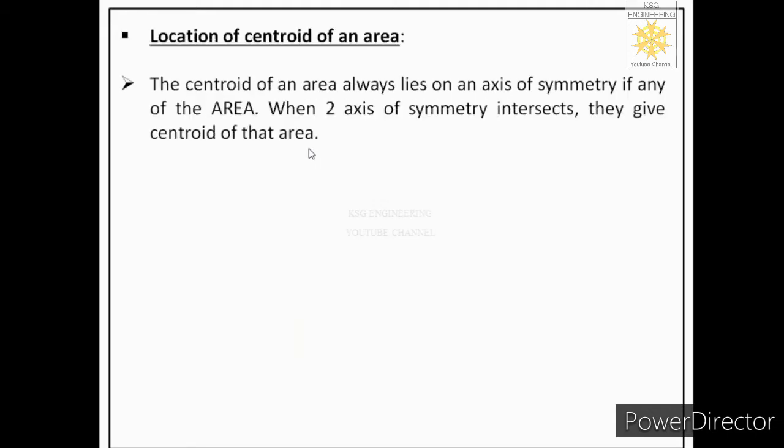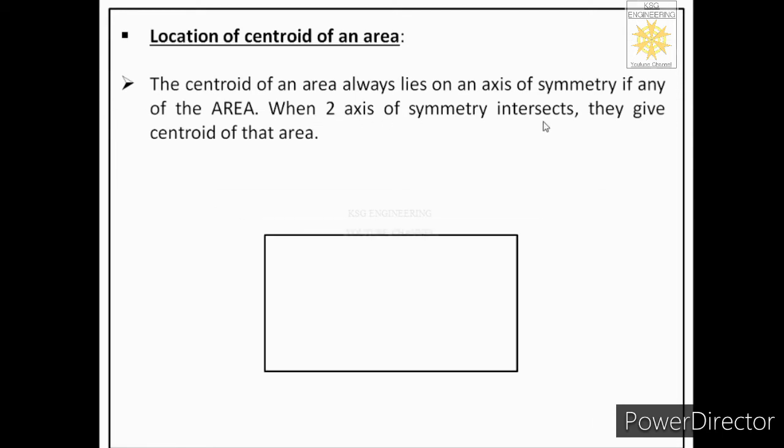Location of centroid of an area. The centroid of an area always lies on an axis of symmetry, if any, of the area. When two axes of symmetry intersect, they give the centroid of that area. Let us understand this through an example.